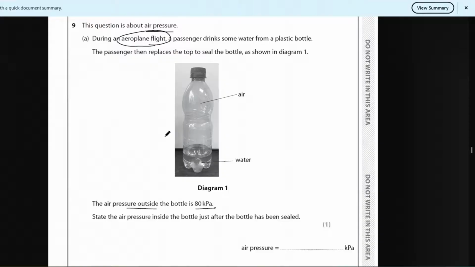So all of this is happening during an airplane flight. If somebody drinks water from the bottle, they need to open the cap. And if the air pressure in the airplane is 80 kPa, the air pressure inside the bottle also becomes 80 kPa when the cap is open. And when the top is closed and sealed, the air pressure inside the bottle remains 80 kPa. So the answer should be 80 kPa. The air pressure inside the bottle just after the bottle has been sealed is 80 kPa.